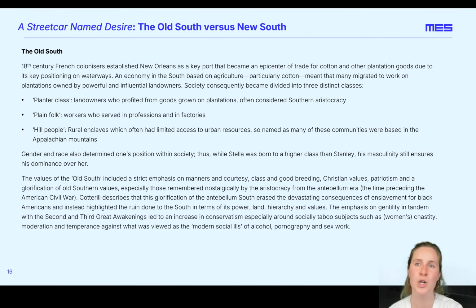So it was this kind of reintroduction to religious values that were meant to resist what people thought of as the bad things about modern life, which was, for example, alcohol, pornography, and sex work.